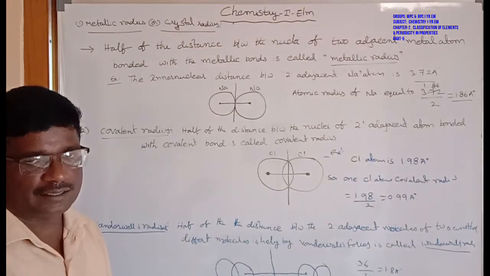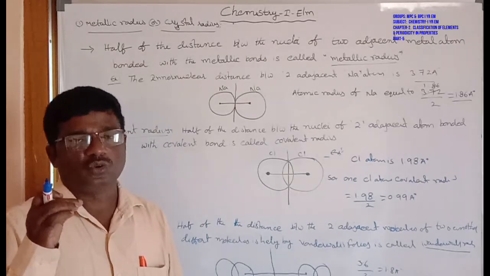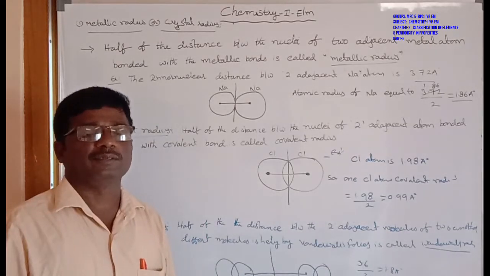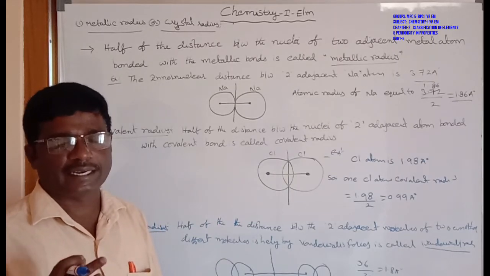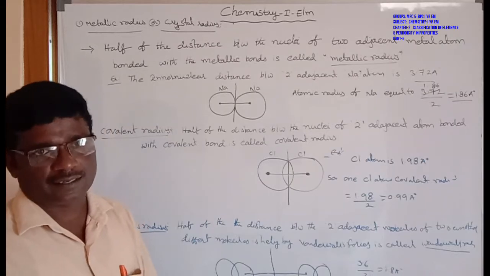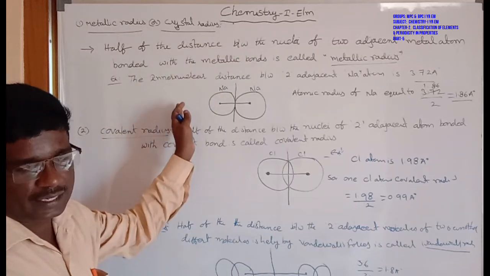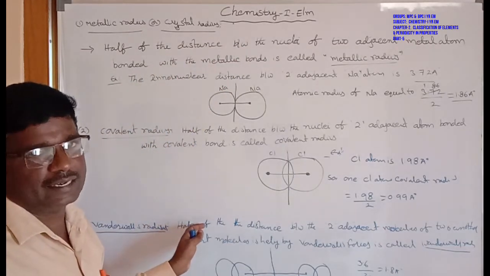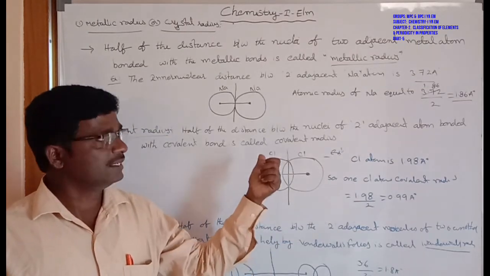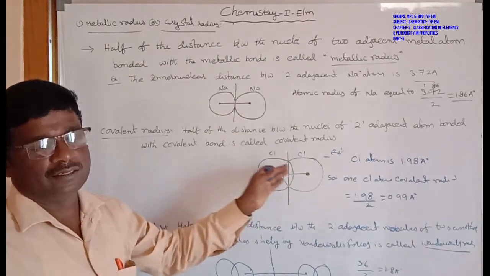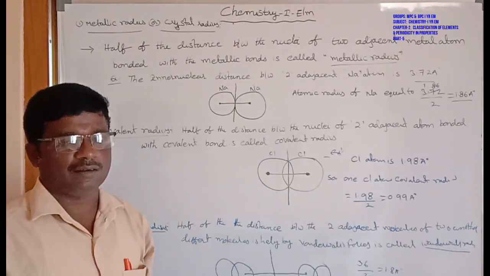Here is the atomic radius: the distance between the center of the nucleus and the outermost electron of the atom is called atomic radius. The atomic radius can be divided into three types based upon the bonding nature. The first is the metallic or crystal radius, the second is the covalent radius, and the third is the van der Waals radius. These are the types of atomic radius, with examples for different metals and atoms.